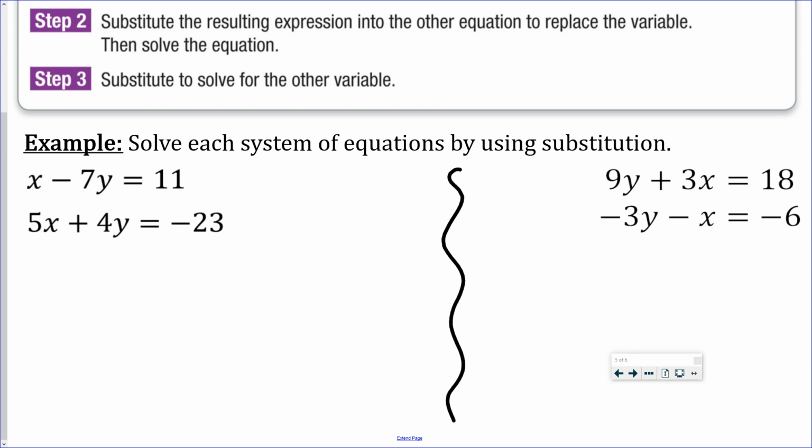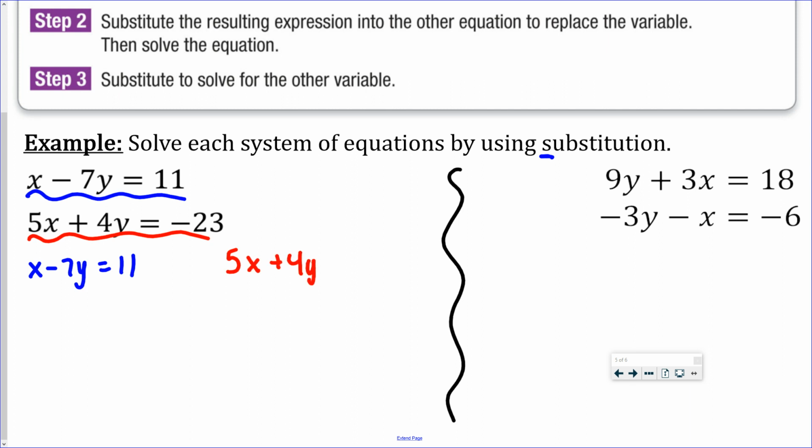Okay. So the first thing I tell my students, I'm going to color coordinate these again, is because substitution starts with an S, I tell them to start off by separating the equations like this, writing them side by side. And usually this will help students remember what to do next. So I say, oh, substitution, start with separating.